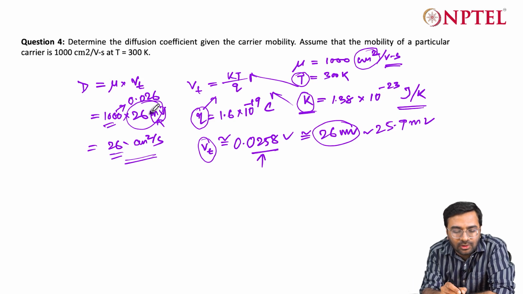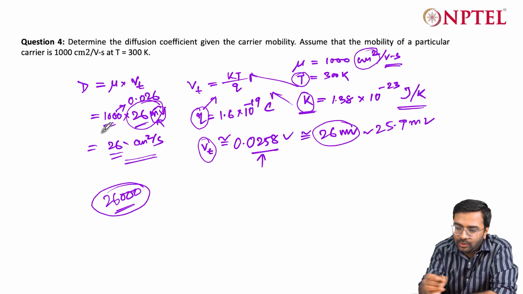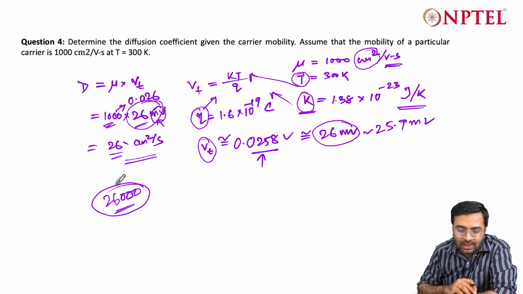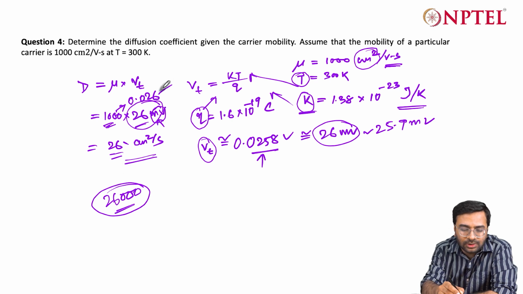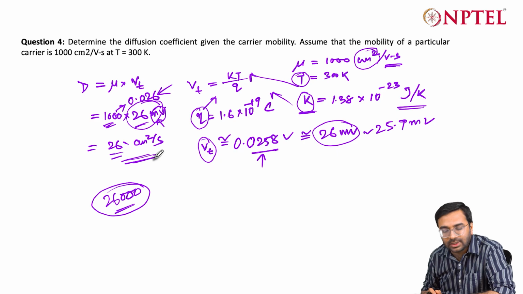In this case, because I have written it in millivolts, somebody may think that the result should be 26,000, but this is in millivolt. So we should convert this into volt, because this particular value is in centimeter square per volt second. That is why we converted it to volts and then calculated the value, which is around 26 centimeter square per second. That is the diffusion coefficient in this particular problem.